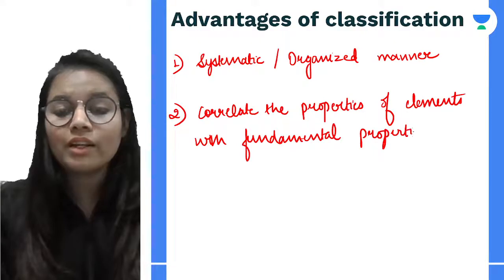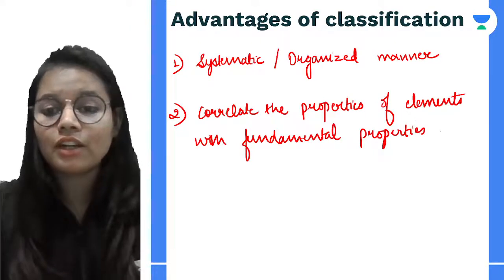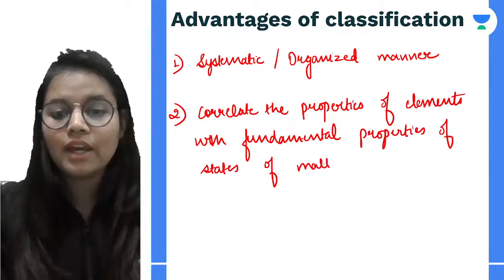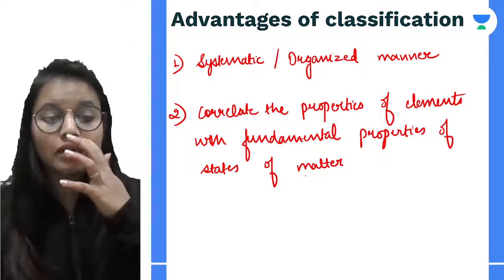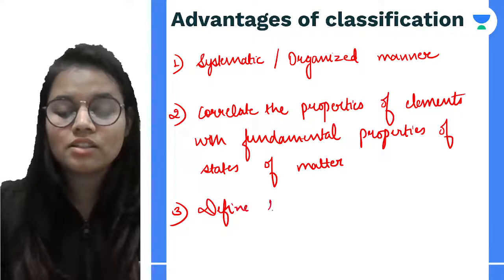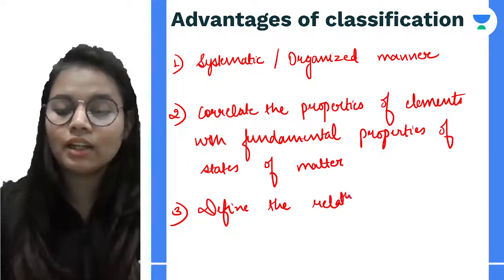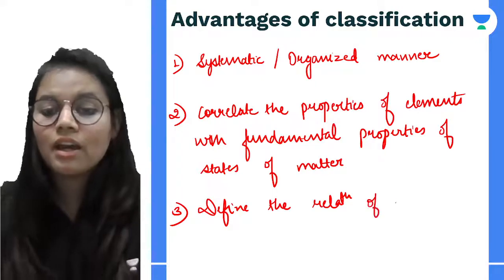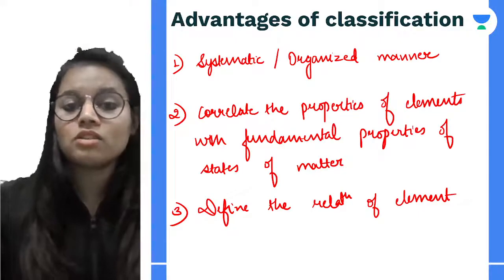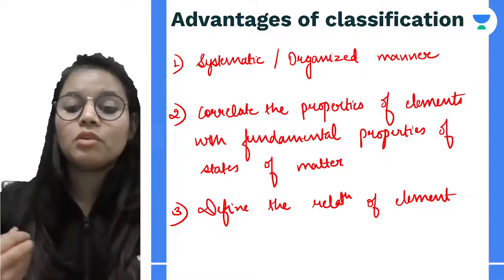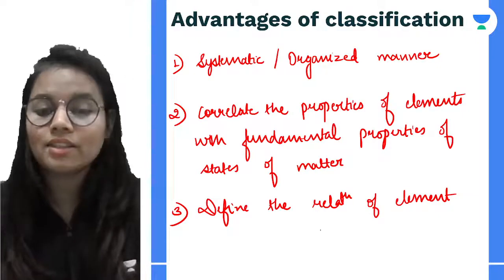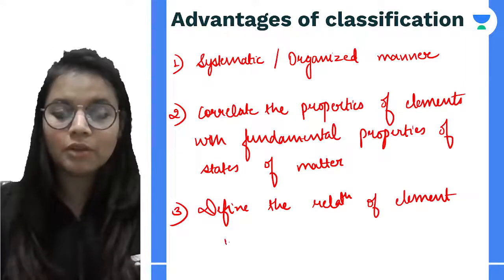So it helps to correlate the properties of elements with fundamental properties of states of matter. And the third advantage of classifying the elements is that it helps to define the relationship of one element with another. Now, how does it define the relationship? Like what would be the formula of the oxide? That is the relation between oxygen and that particular element. What will be the formula of hydride? How does it react with non-metal, or how does it react with metal, etc.? So it helps to define the relationship of an element with another.